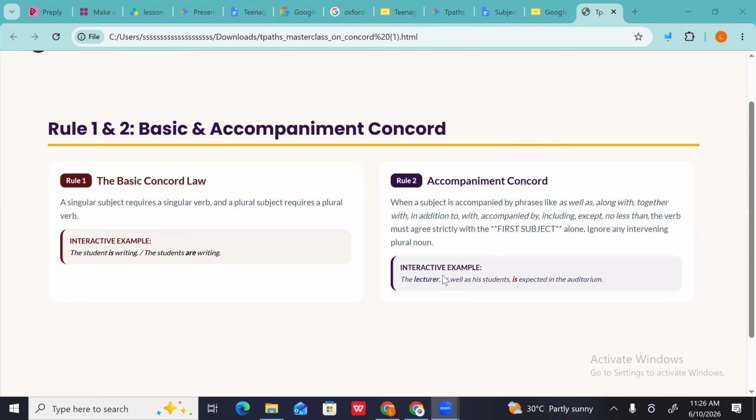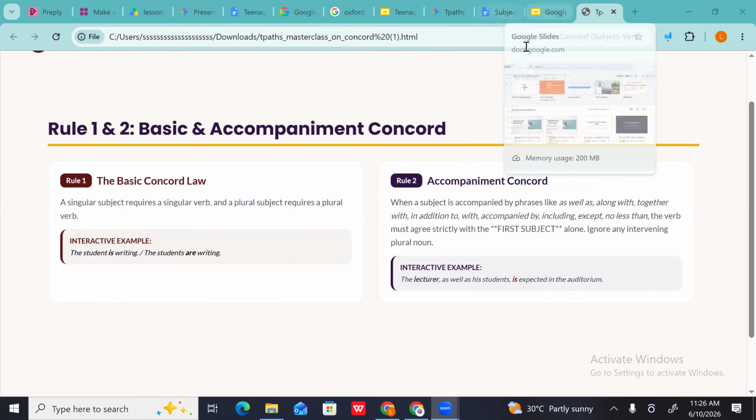Okay, let's pay attention to this sentence now. "The lecturer, as well as his students, is expected in the auditorium." You can see here now, the lecturer, as well as his students, is expected in the auditorium. So I would like you to tell me the subject in this sentence. Please send it to me on the chat box. I want to know if we are on the same page.